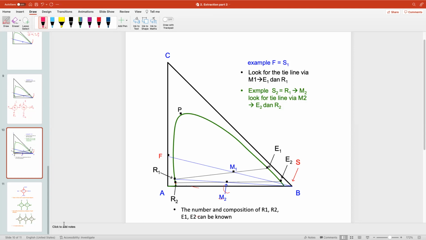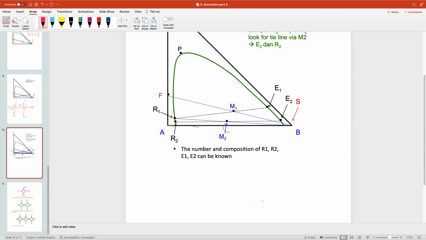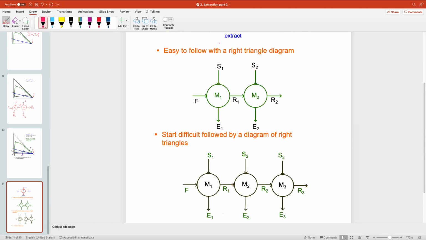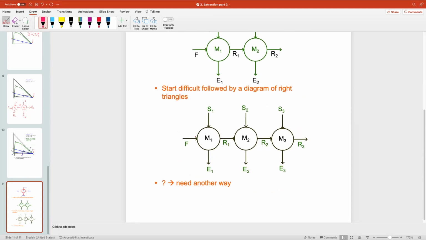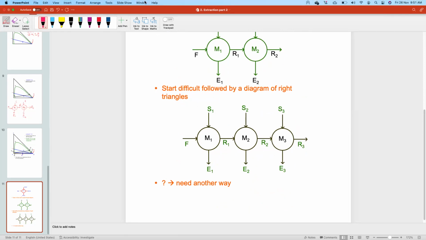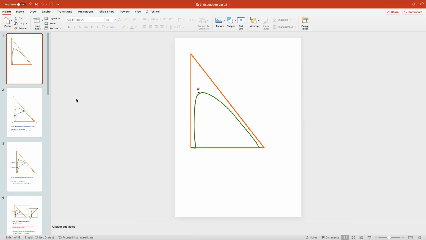Yeah. So, as I said to Pak Danu here, if we move on to the next steps, 3 stages, 4 stages, 5 stages, it's going to be difficult to follow with the right angle diagram. So we need another way to construct the diagram and to put which one is the equilibrium and which one is the operating line. So in the next slides, we will start a different approach.